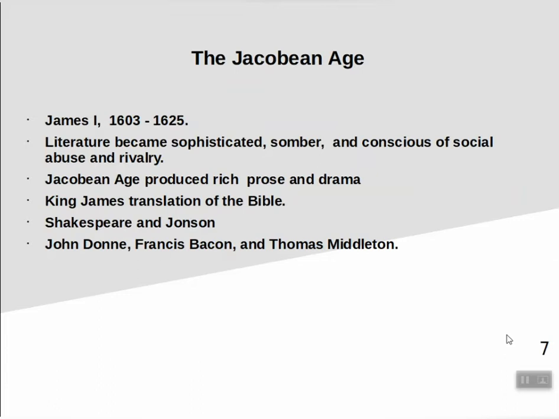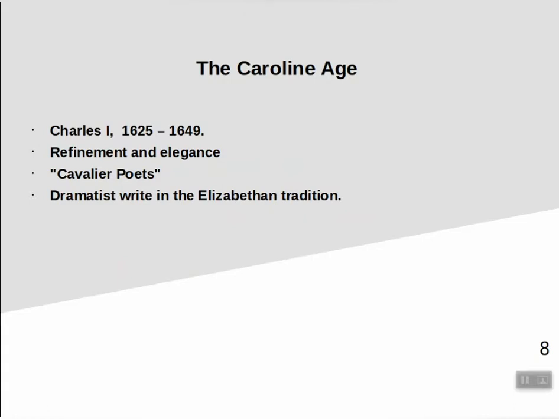The Jacobean age of English literature coincides with the rise of James I, 1603 to 1625. During this time, the literature becomes sophisticated, sober, and conscious of social abuse and rivalry. The Jacobean age produced rich prose and drama, as well as the King James translation of the Bible. Shakespeare and Jonson wrote during the Jacobean age, as well as John Donne, Francis Bacon, and Thomas Middleton.